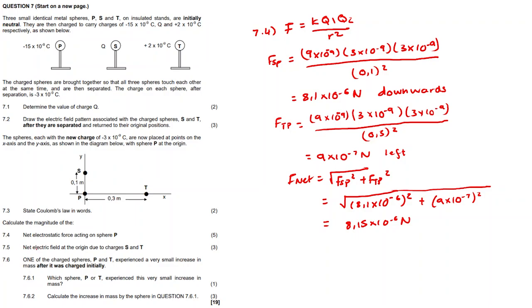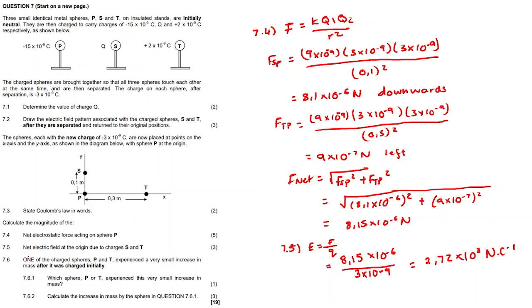Question 7.5. Calculate the net electric field at the origin due to charges S and T. To calculate that, we can use this equation over here, using the force we have and the charge. We then know our total force, and we divide it by the charge, and we should get 2.72 times 10 to the power 3 newtons per coulomb.